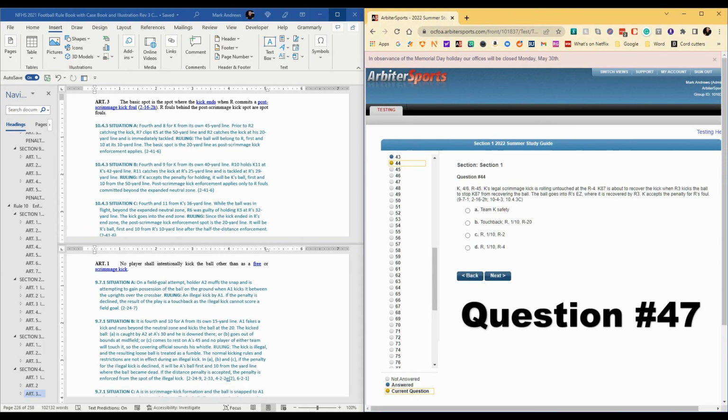Question 44. K, 4th and 6 from the R45. K's legal scrimmage kick is rolling untouched at the R4. K87 is about to recover the kick when R3 kicks the ball to stop K87 from recovering the ball. The ball goes into R's end zone where it is recovered by R3. K accepts the penalty for R's foul.